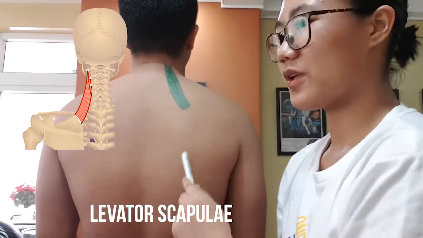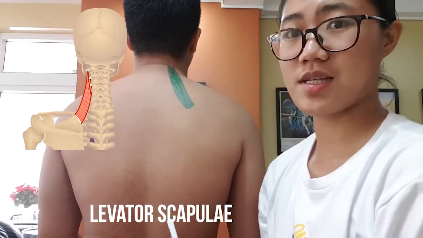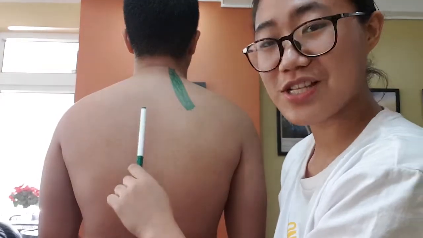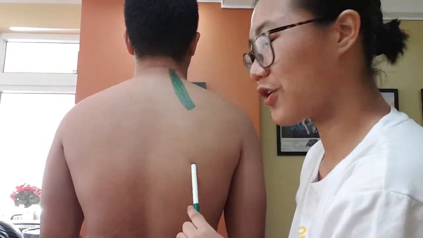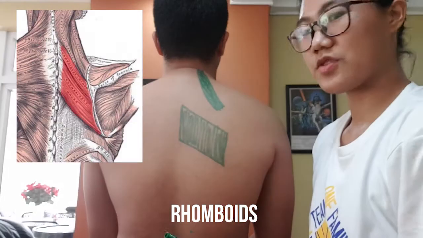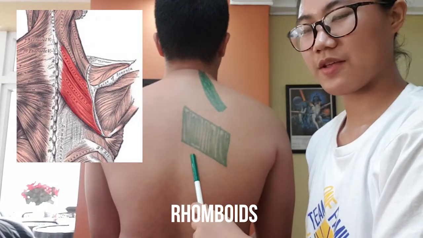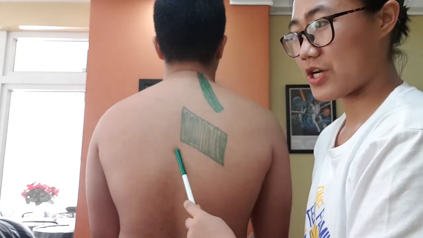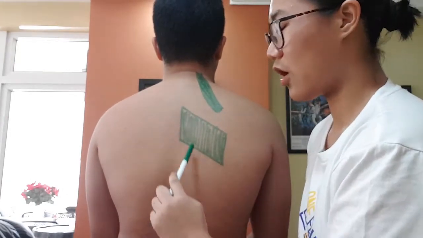The levator scapulae originates from the transverse processes of C1 to C4 vertebrae. It inserts at the superior portion of the medial border of the scapula. So this is the rhomboids. The rhomboids originate from C7 to T1 to T4, and it inserts at the medial border of the scapula.